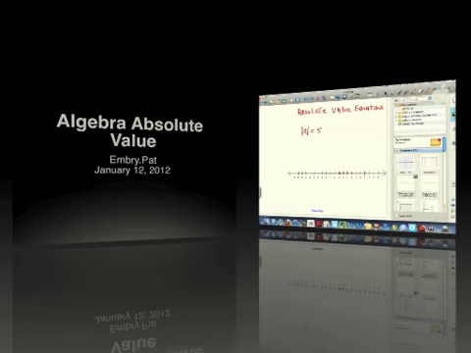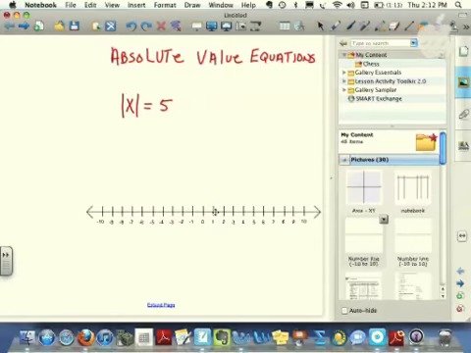Let's look at absolute value equations. Take a look at the equation that's on the board. The absolute value of x equals 5. In reality, there are two numbers that will make this true. I'm going to call them two cases.